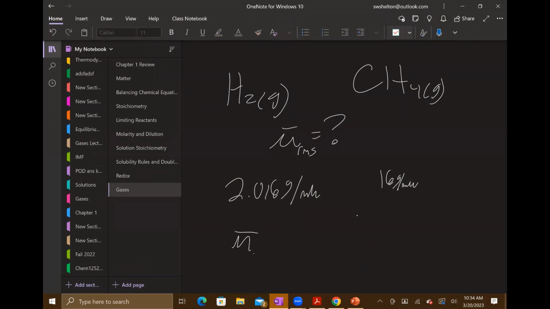So what we're going to do is figure out the root mean square velocity for hydrogen gas first. All right, I can already see what someone's going to say in the chat box. Oh yeah, classic joke. Yep.